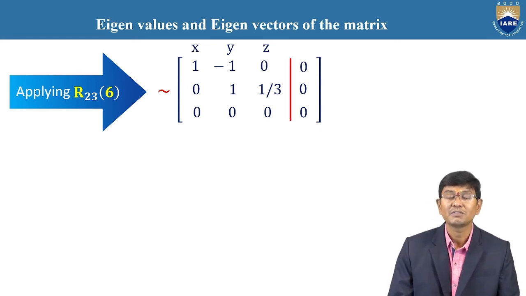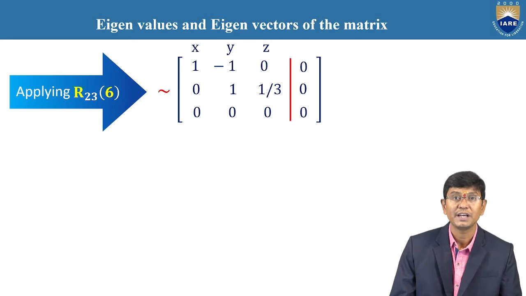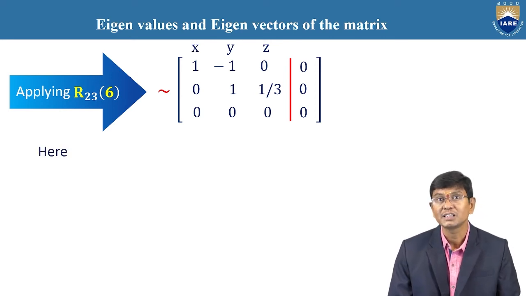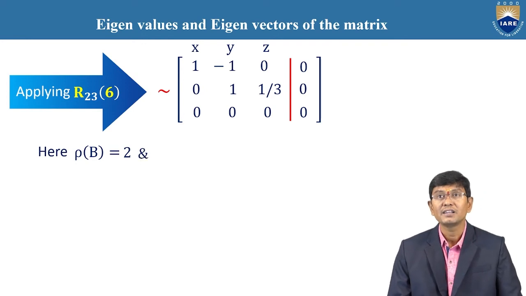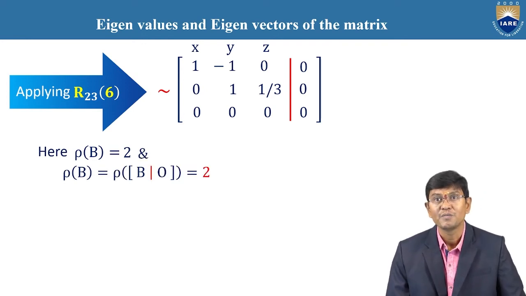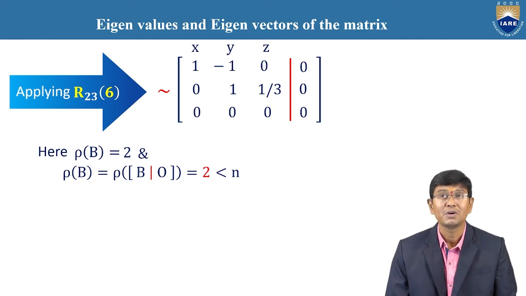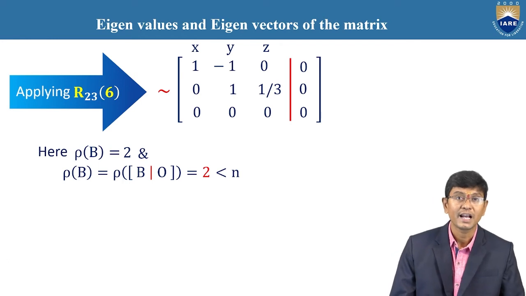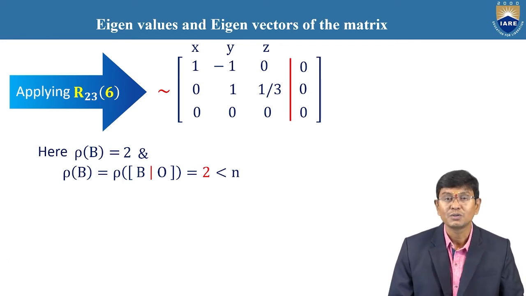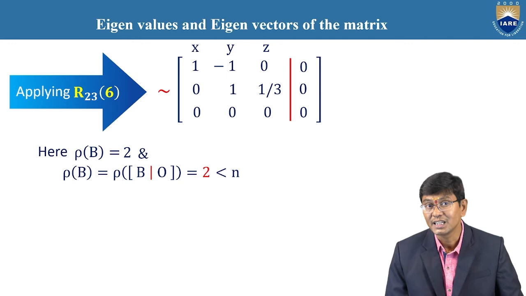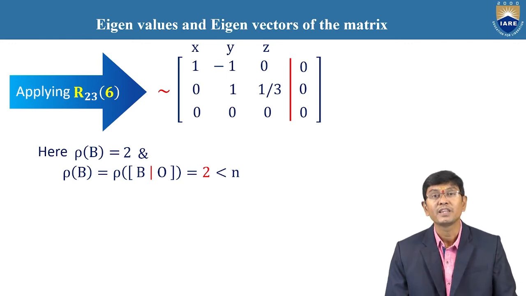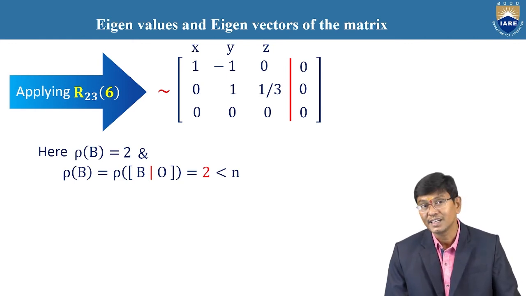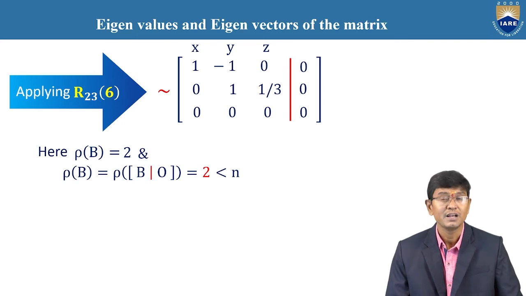The first column is X, the second column is Y, the third column is Z, and the last values are 0, 0, 0. Therefore, the rank of this matrix is 2. The rank of A is equal to 2 and the rank of AB is also 2. By the property that rank A is equal to rank AB, both are the same, that is a consistent condition and is less than n, so it is consistent as well as having an infinite number of solutions.